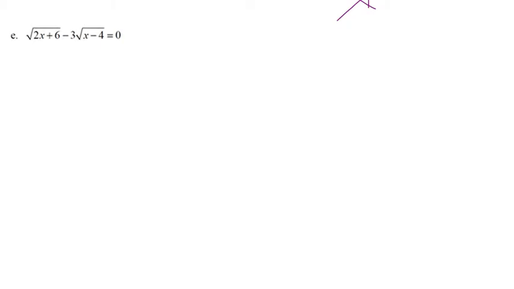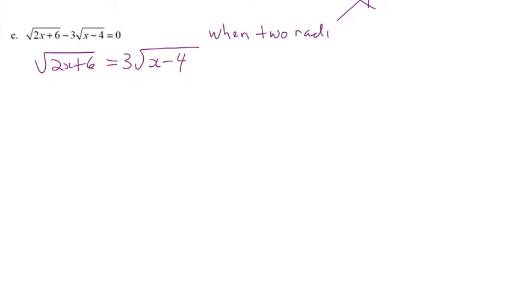Okay, so how do we avoid this? When you have a double radical, you move one to the other side. Okay, so when you have a double radical, you move it to the other side. When two radicals, put one on each side.